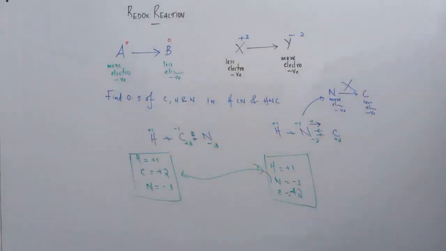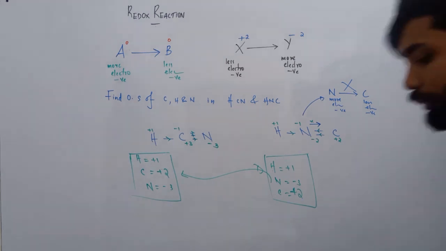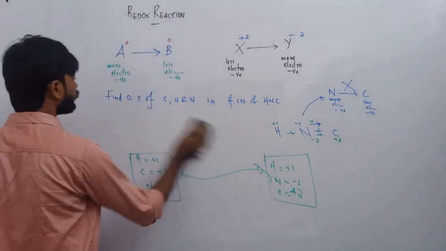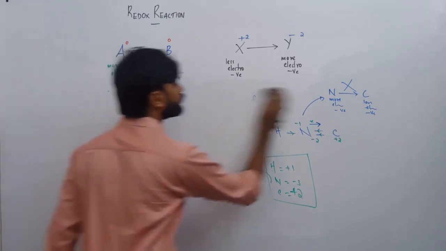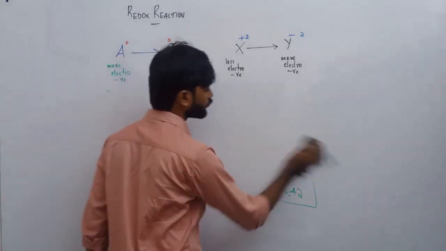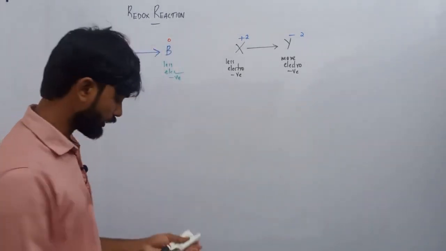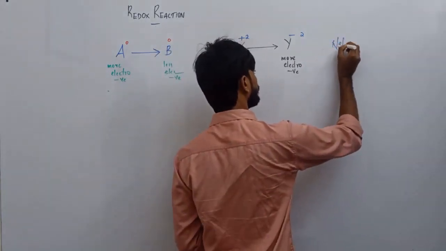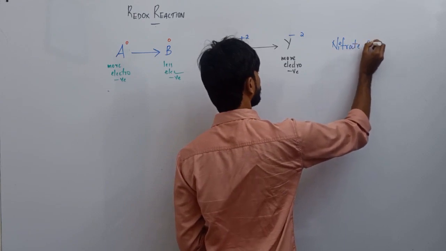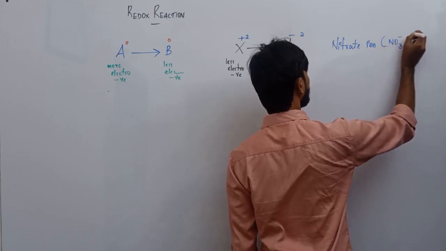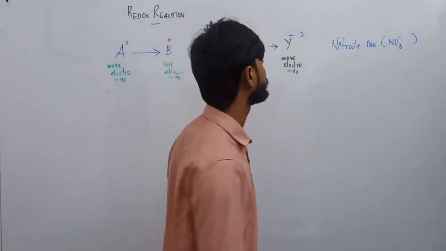Okay. So I'll give you one more example. This was an example for the coordinate bond from more electronegative to less electronegative. Agreed. But I'll give you an example for less electronegative to more electronegative. Okay, let us check the NO3 minus, nitrate ion. Nitrate ion. Fine. Nitrate ion is NO3 minus, right? Yeah.